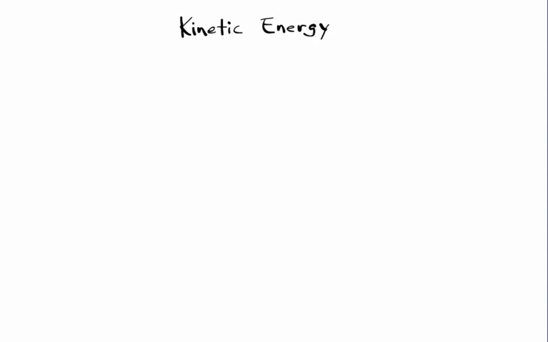Kinetic energy is the energy of an object in motion. If you have an object that is moving along with some velocity, the kinetic energy is calculated by taking 1/2 the mass of the object times the object's speed squared. If an object is moving, it has kinetic energy. If it's not moving, it has no kinetic energy. So this is often called the energy of motion.